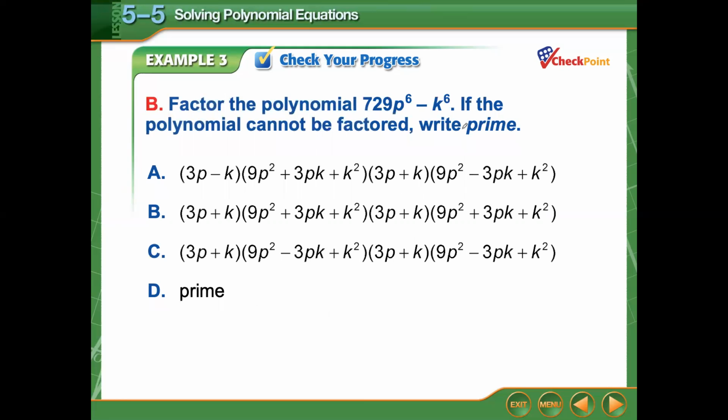All right, pause the video and go ahead and try this one, 729p to the 6 minus k to the 6. If you are stuck, I do suggest rewinding the video back to the example we did last. All right, when you work it out, you should get A. You would do a difference of 2 squares and then a sum of 2 cubes and a difference of 2 cubes.